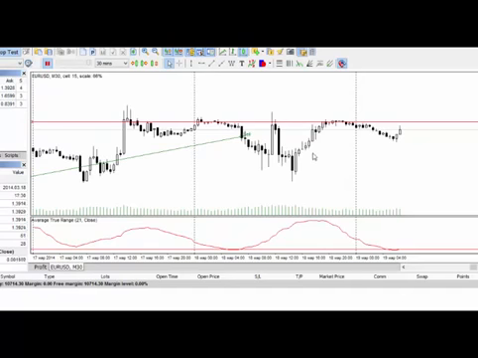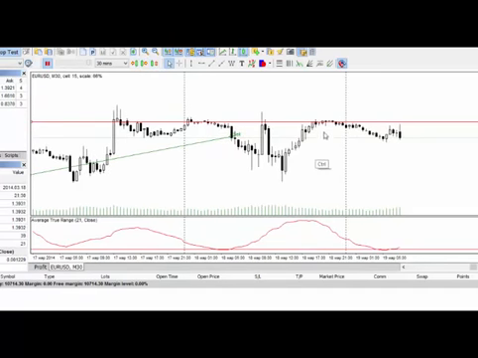Also I see that we have a small bar crossing this level and closing at the lower side of this level. So what do I have now? I have a resistance area, but I should be prepared to enter the position once the market breaks the upper side of this level. So I will place a buy stop order here.